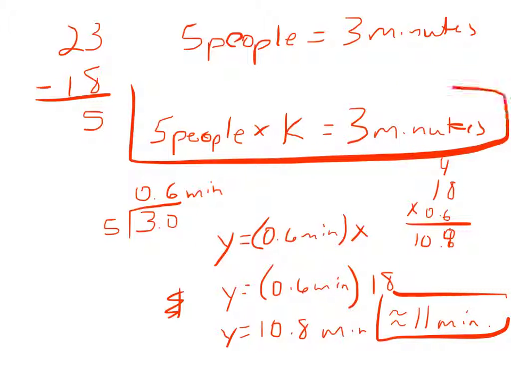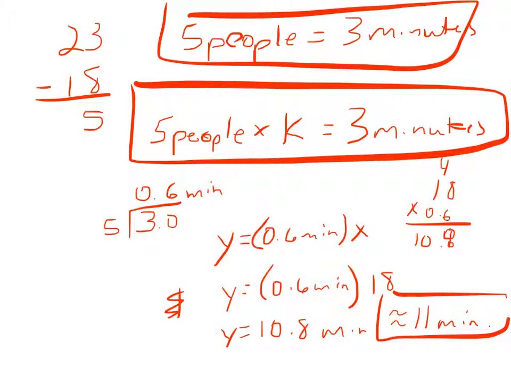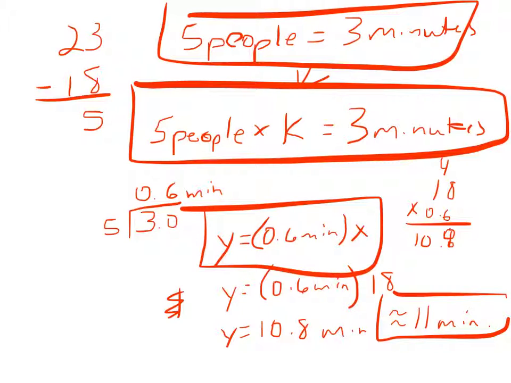So we can take our beginning information, transform it by putting the constant where it should go. Then we can do the math to figure out what the constant should be, put that into a formula, and then we can start putting in our numbers.